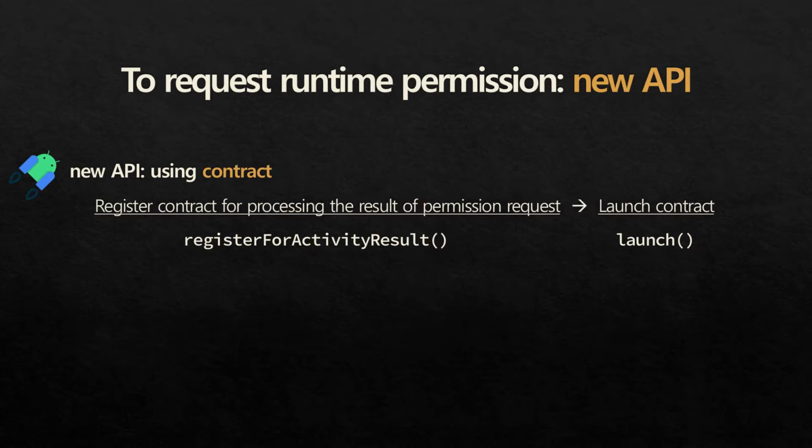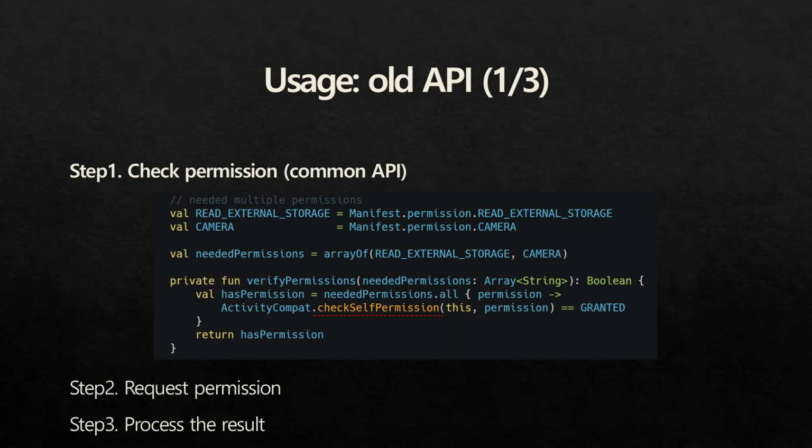But Android Jetpack introduced a new Activity Result API. It's a contract-based API. It makes the runtime permission easier to handle because this API allows the system to manage the permission request code. To use the new one, first, register the contract for processing the result of a permission request using the registerForActivityResult function, and then launch the contract. Let's take a look at how each API is used. Let's start with the old one.